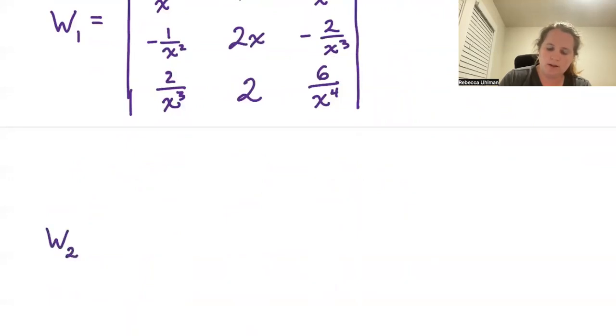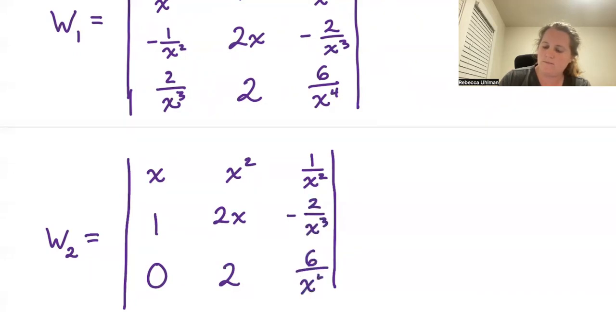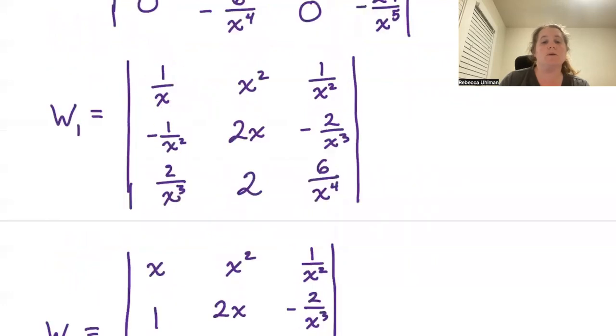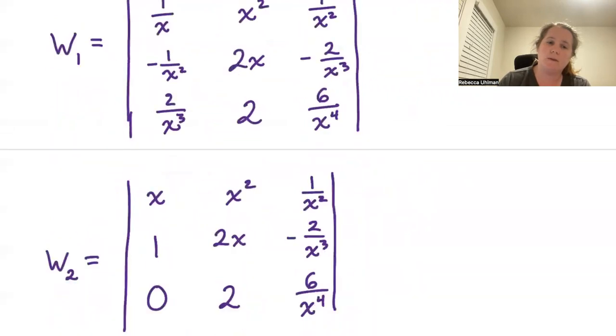W2, we eliminate the second column and the last row. So we'll eliminate the 1 over x column. So we have x, x squared, and 1 over x squared as the tops. Our first column will be x, 1, 0. Second column will be x squared, 2x, 2. And the last one would be 1 over x squared, negative 2 over x cubed, 6 over x to the 4th. Again, this is just that matrix we used for the Wronskian, eliminating the second column and the last row.